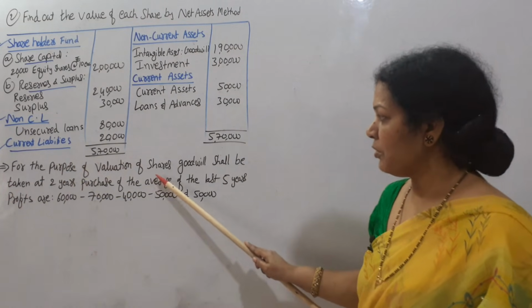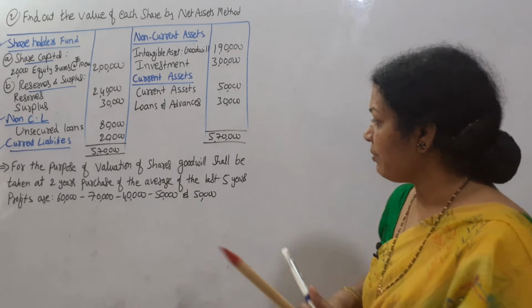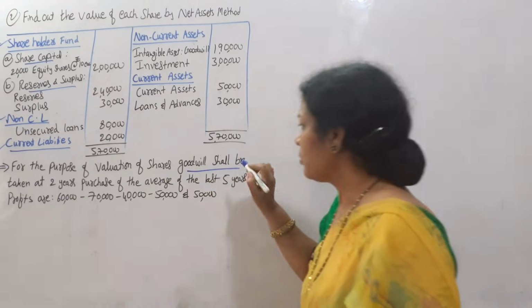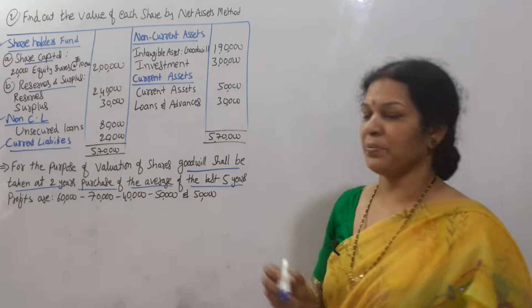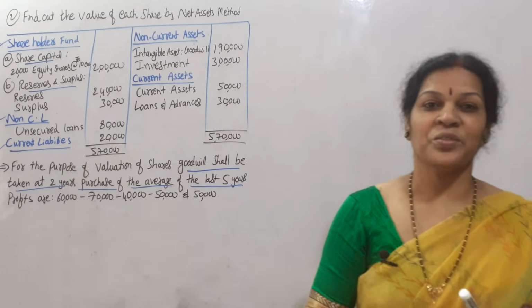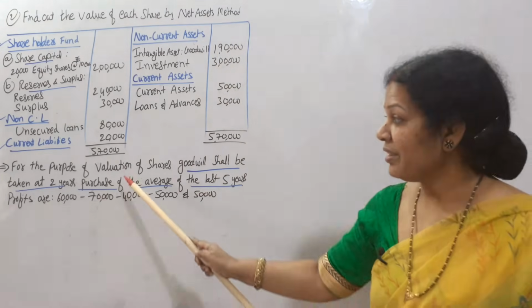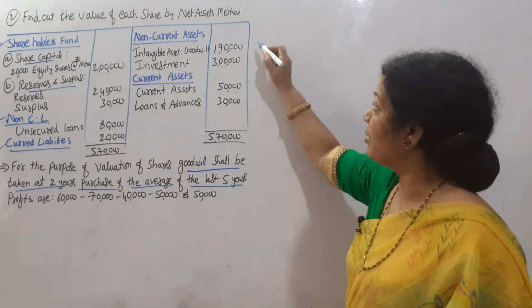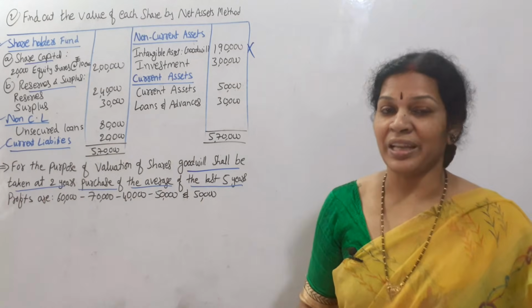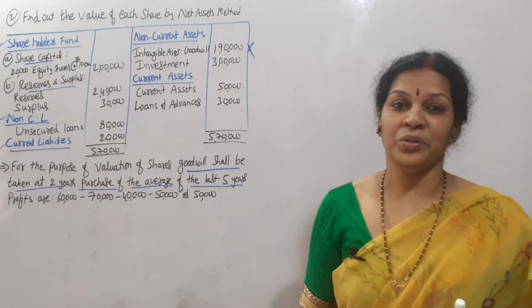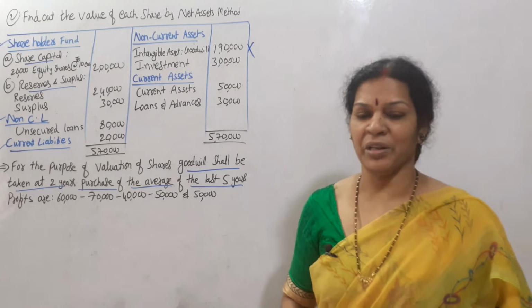For the purpose of valuation of shares, goodwill shall be taken at 2 years purchase of the average of the last 5 years. Means they are asking us to calculate the goodwill. Though goodwill is given here, they are asking us to calculate it. So this we are not going to consider, because in adjustments they have mentioned to calculate the goodwill. That goodwill you are going to take on the asset side. Still confused? Don't worry, while working out you will have more clarity.